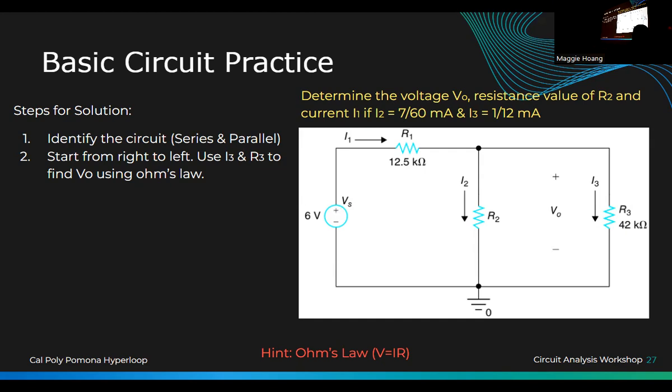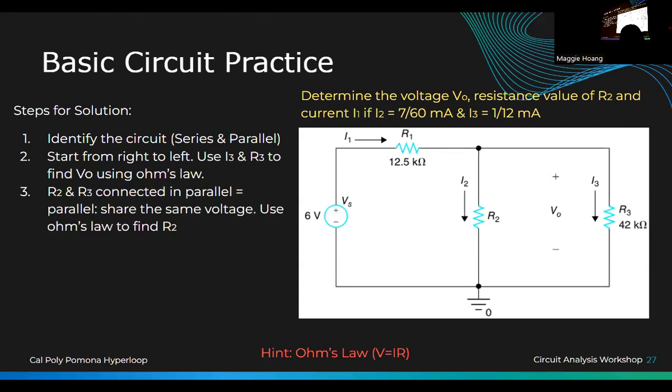So how would I find R2? I just had the voltage on the top, right? You're given I2 and you have the voltage across R2 now, so you just use Ohm's law. VO over I2 and then you get R2, right?